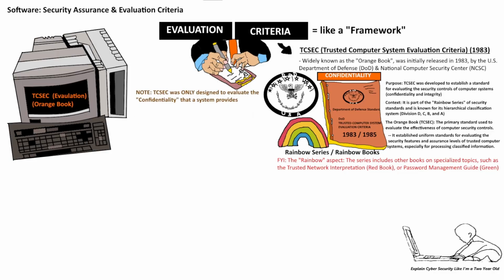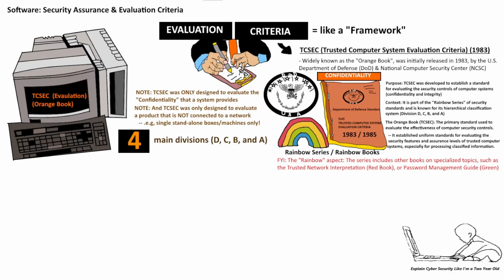And here are some further technical notes. The TCSEC was only designed to evaluate the confidentiality, and not only that, it was designed for single standalone machines or boxes. That means machines not connected to the internet. I repeat, not connected to the internet. Now let's dive a little bit deeper. There are 4 main divisions within TCSEC. These are the divisions of D, C, B, and A. And across these divisions, there are 7 distinct security levels.